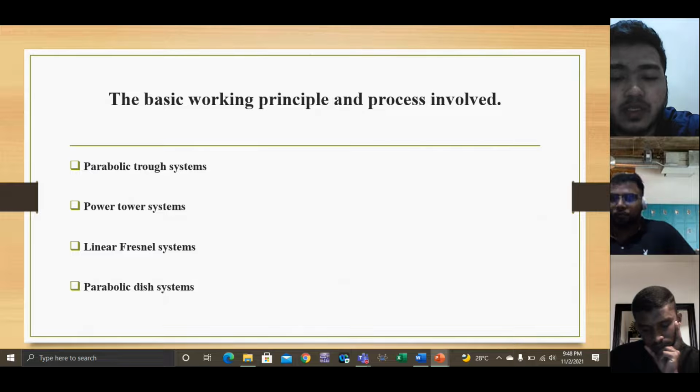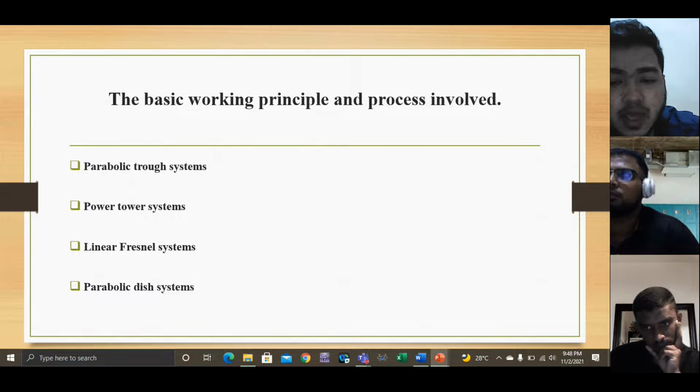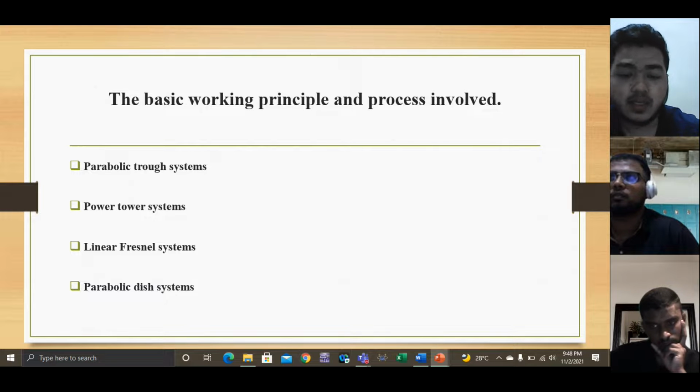And the last one is the parabolic dish system. A parabolic-shaped dish acts as a concentrator that reflects solar energy onto a receiver mounted on a structure with a tracking system that follows the sun. The collected heat is then used by a heat engine to generate power. The dish can attain very high temperatures, which makes the system potentially well suited for use in solar reactors.